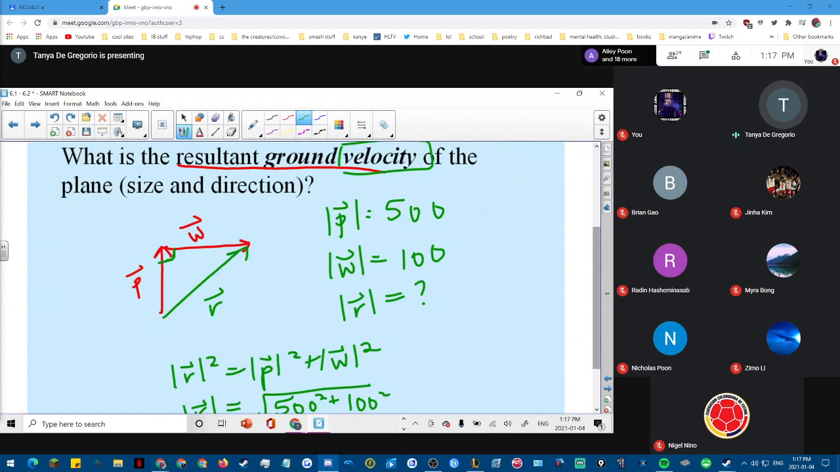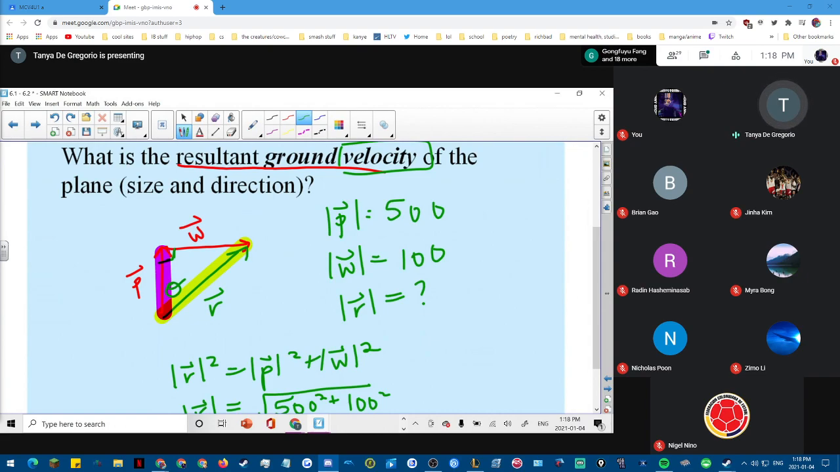Well, the plane was traveling here. That's what it was doing. But then a wind came and pushed it. And now the wind is going this way because the wind pushed it that way. And so the angle that I'm looking for is the angle that it changed. How did the direction of the plane change? That's how the direction of the wind changed.